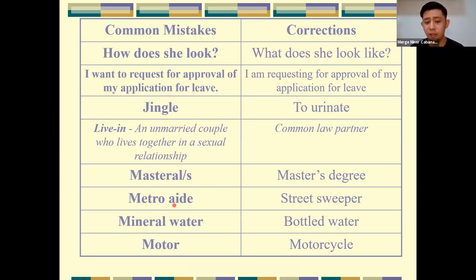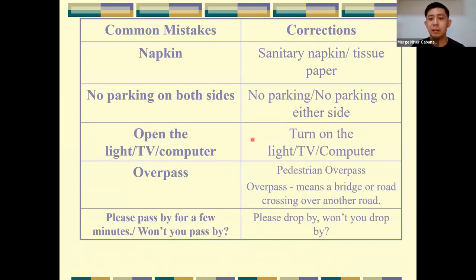Metro aid. What if that person is not in Metro Manila, diba? So you don't say Metro Aid, street sweeper. What about mineral water? What if the water doesn't contain minerals? The actual term should be bottled water. Motor, okay, it should be motorcycle, the proper term. Napkin, so we have different types of napkins. You have the sanitary napkin and you have the tissue paper. To use the proper corrections, okay?